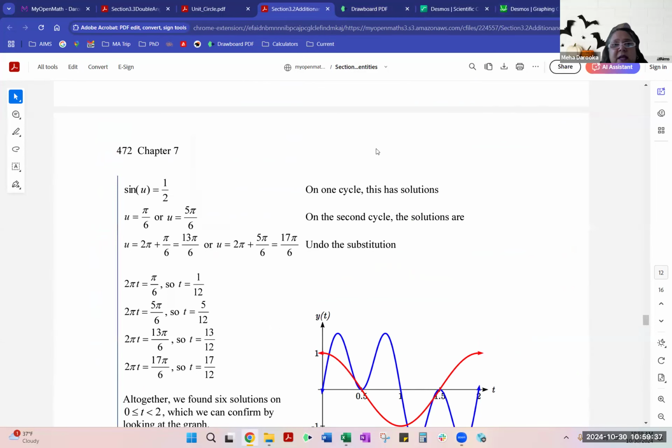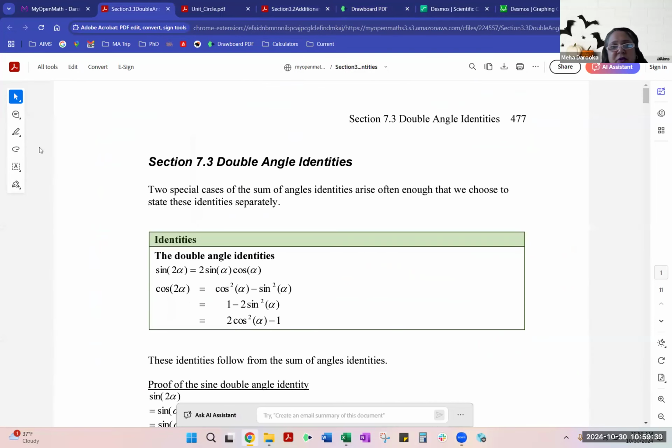So it's okay if we got delayed on section 3.3, we'll do that on Monday. So I guess we will stop here, guys. Obviously, as you can see, we will be getting into double angle identities with section 3.3. So we'll begin that on Monday.